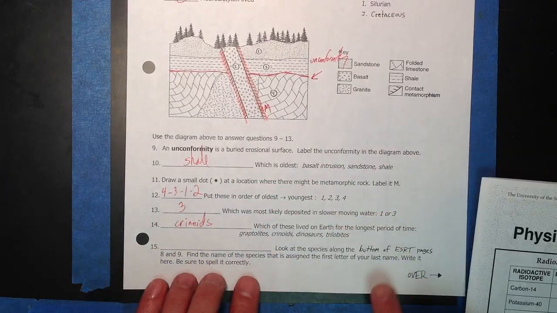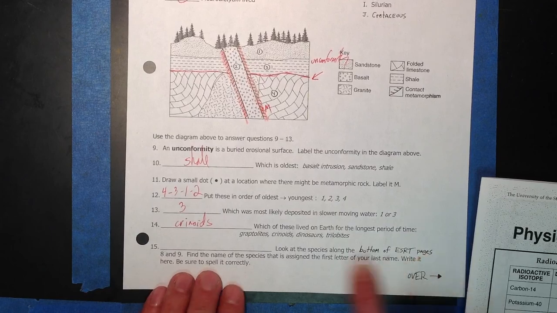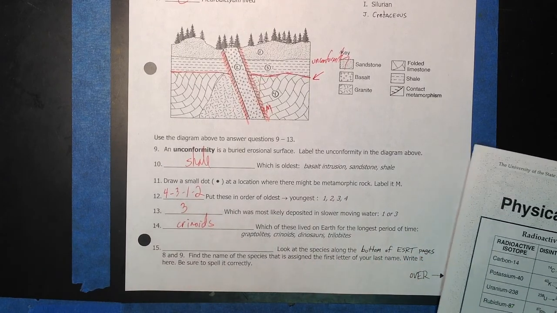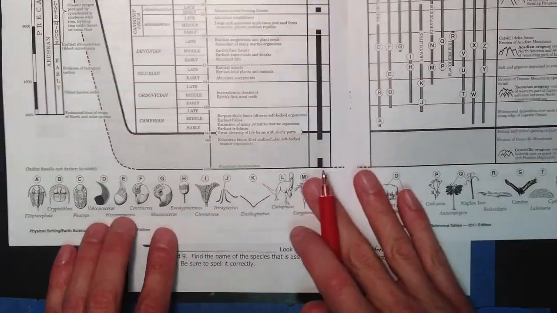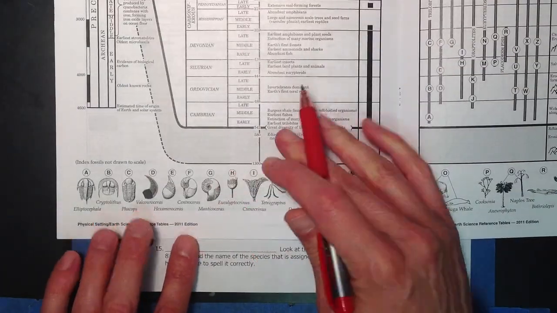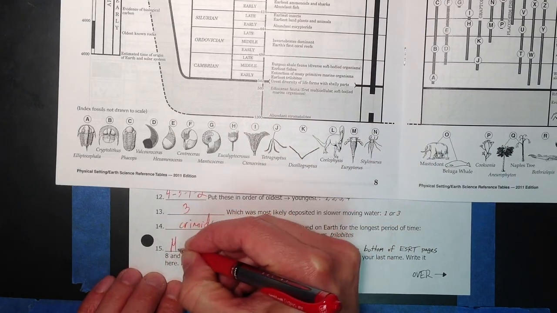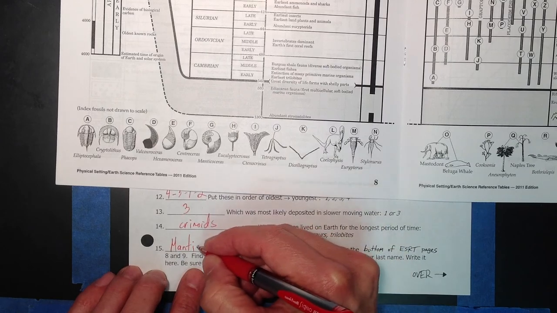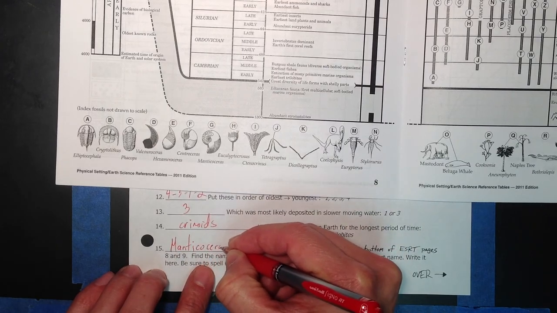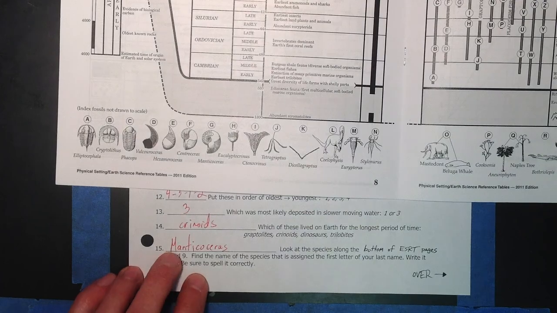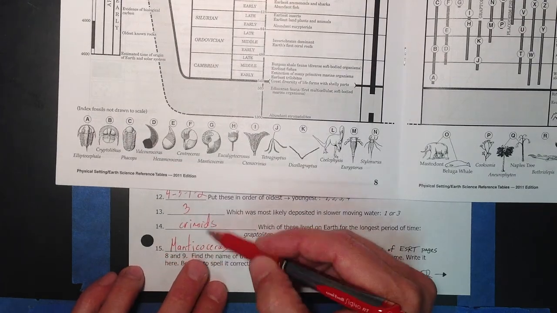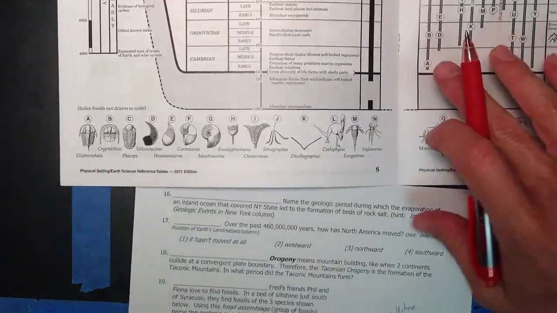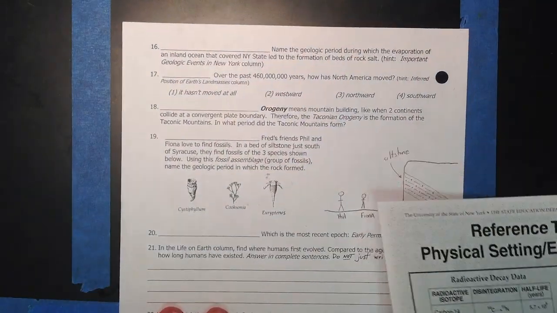Look at the species along the bottom of the ESRT, page 89. Find the name of the species that is assigned the first letter of your last name. Write it here. Be sure to spell it correctly. So, for instance, my last name's Gazda. I would go with this one. Label G. I would write this down right here for me because my last name starts with G. Okay, I want to check and make sure I spelled it right because these are very hard to spell. Okay. Cool. And do that for your last name. Don't do it for my last name.